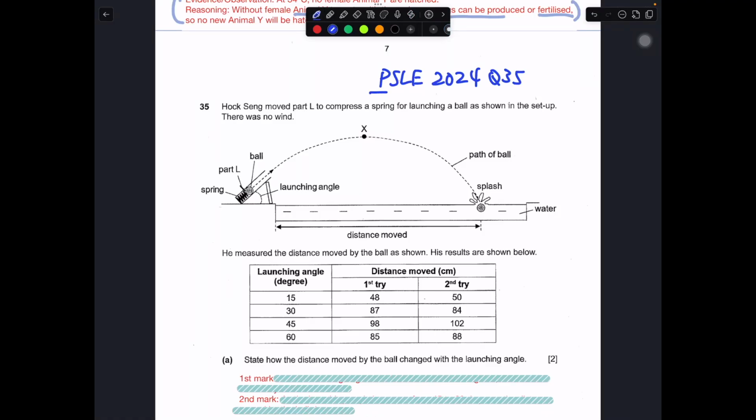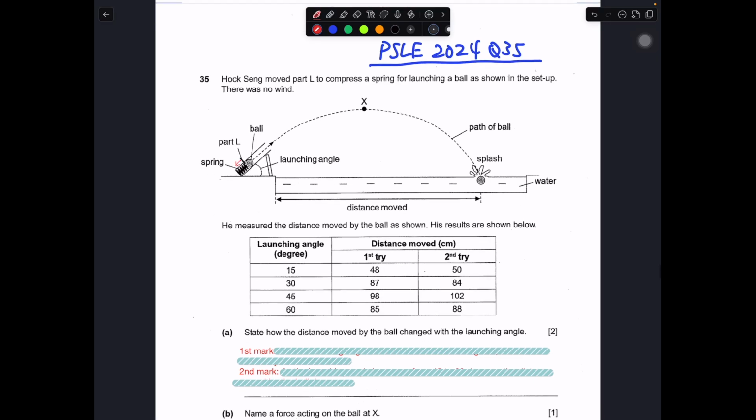So today I'll be going through PSLE 2024 question number 35. Okay, let's begin. So Hoxing moved part L to compress a spring for launching a ball as shown in the setup. There is no wind. Okay, move part L. So he probably moved part L downwards to compress the spring. Okay, so he measured the distance moved by the ball as shown.